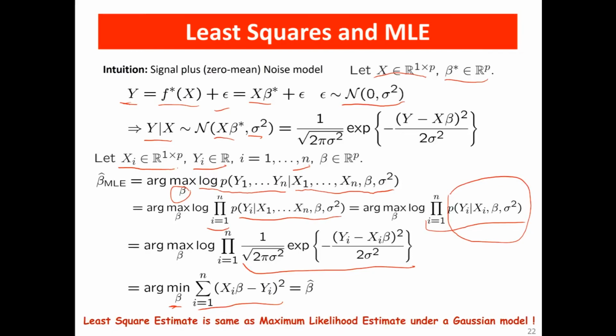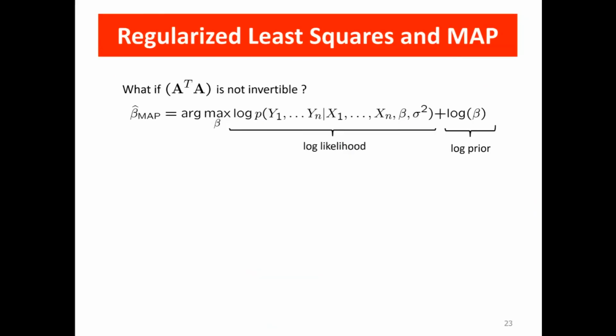In the previous slides, when we calculated beta hat, we always assumed that A transpose A is invertible, because in beta hat we needed to calculate the inverse of A transpose A. What can we do if A transpose A is not invertible? One trick that people do in this case is the so-called regularization trick.